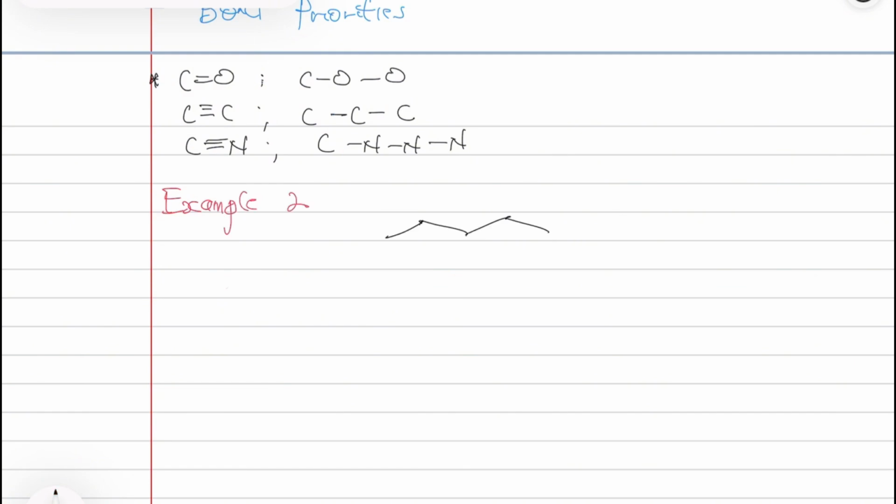Let us consider this compound. We are going to assign priority to this compound based on the atomic number. So based on the atomic number, oxygen is given priority 1, then carbon to carbon double bond is given priority 2, while carbon to hydrogen is given priority 3, then hydrogen, which is the least in priority, is given priority 4. So carbon to carbon double bond is given priority 2 over carbon to hydrogen bond.